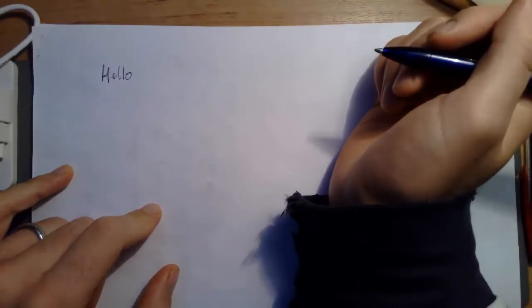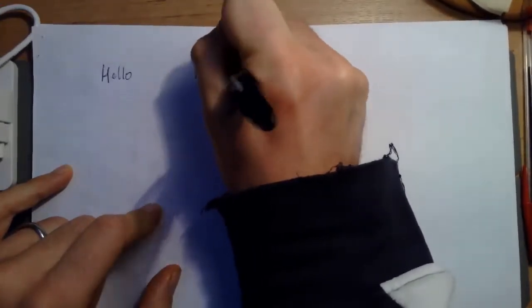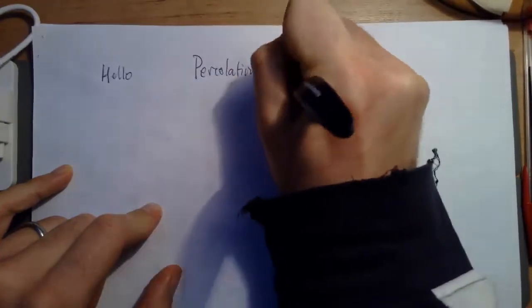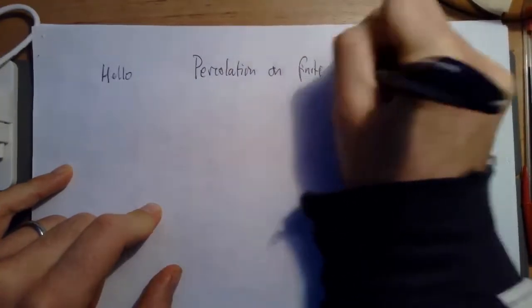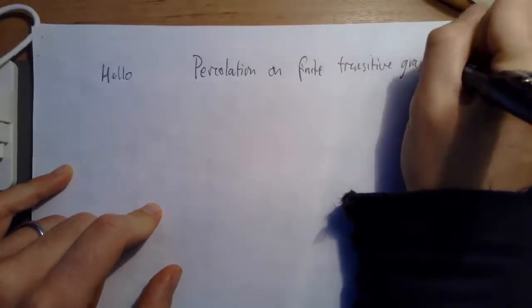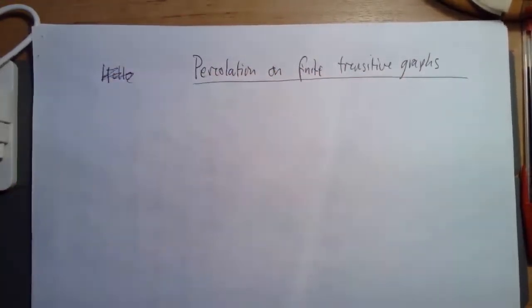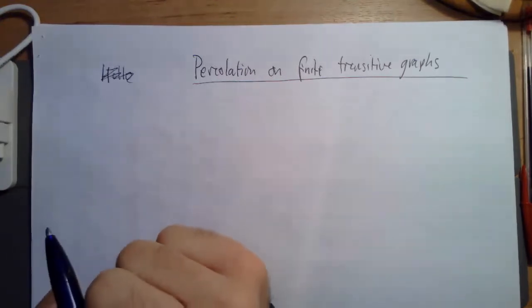All right. So my original title was probability on finite transitive graphs. I've narrowed the scope, as I was just saying, slightly, and it's now going to be called percolation on finite transitive graphs. Just because I don't think I'll have time to talk about everything I originally wanted to talk about, but you'll still get a large number of the ideas I wanted to convey, I think, with this more specific title.